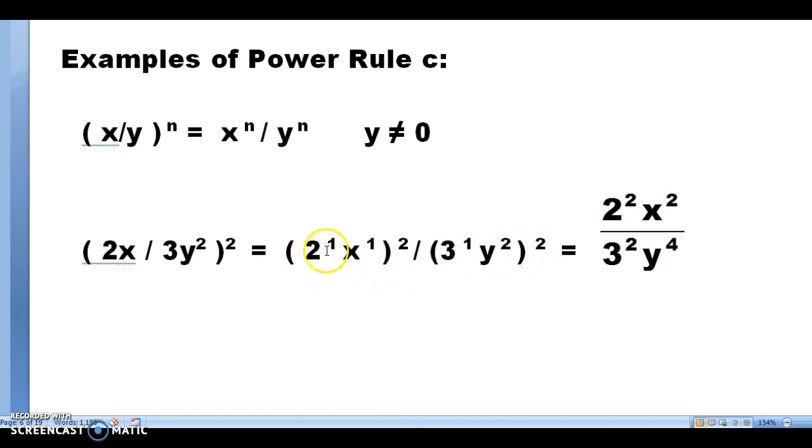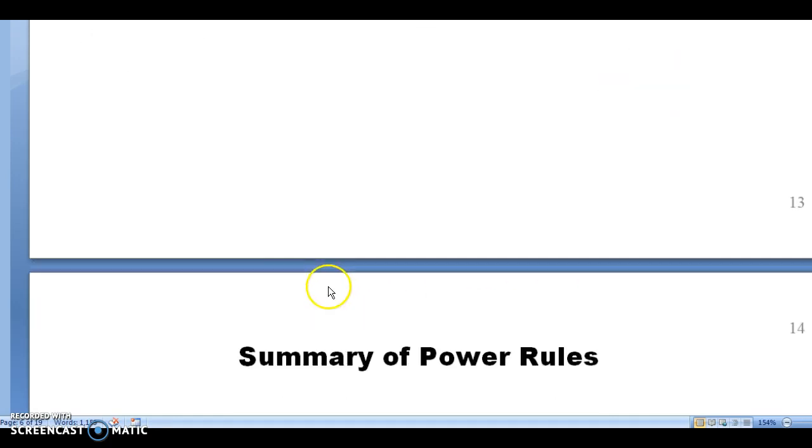So we have the 2, the 1 times 2 gives us a 2 for its exponent. The x has an exponent of 1, 1 times 2 gives us an exponent of 2 for it. We go to the bottom, 3, its exponent is a 1, 1 times 2 gives us a 2 for that. And we go to the y, 2 times 2 gives us a 4 for that. Again, if we wanted to, we could make 2 squared be a 4 because it's 2 times 2, and we could make 3 squared be a 9, which is 3 times 3.